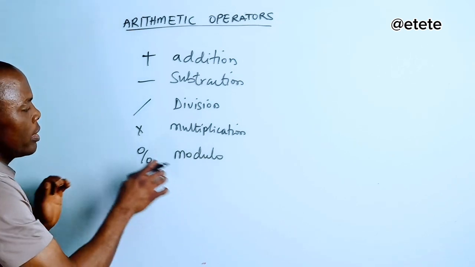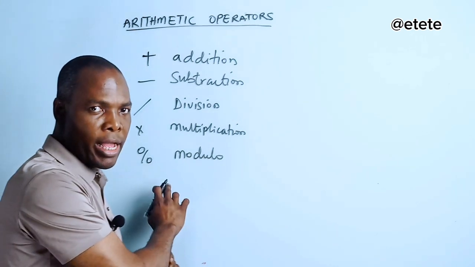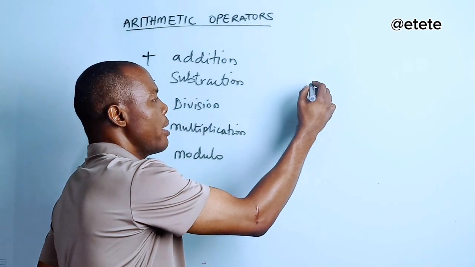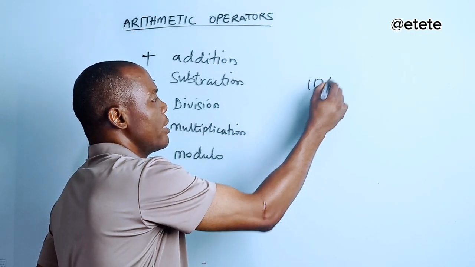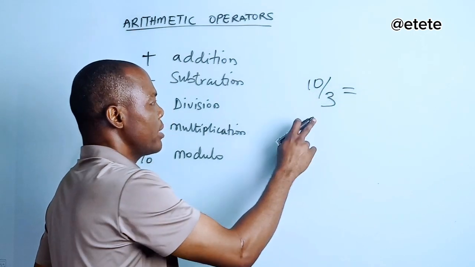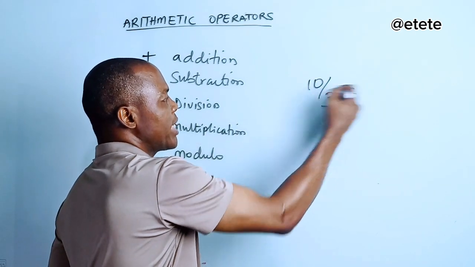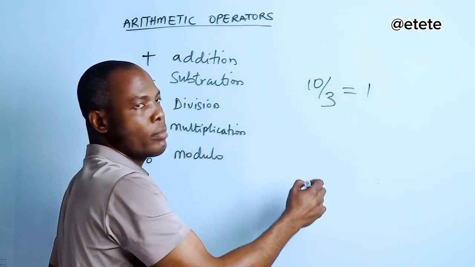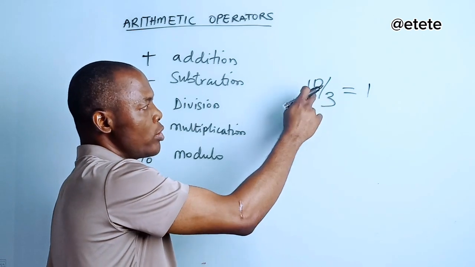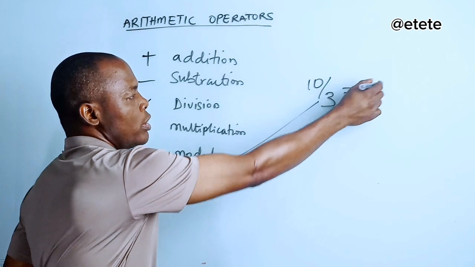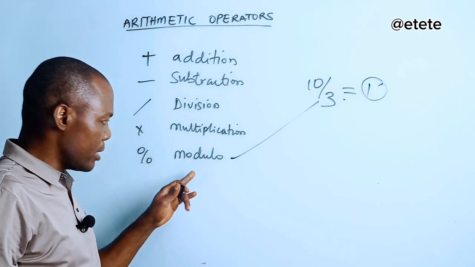This one is actually the remainder of any division, whatever remains. So when you say 10 divided by 3, the remainder for this modulus, the answer to this will be what? 1. Because 3 can go into 10 3 times, remainder what? 1. So the answer for this modulus is 1. That is this one.